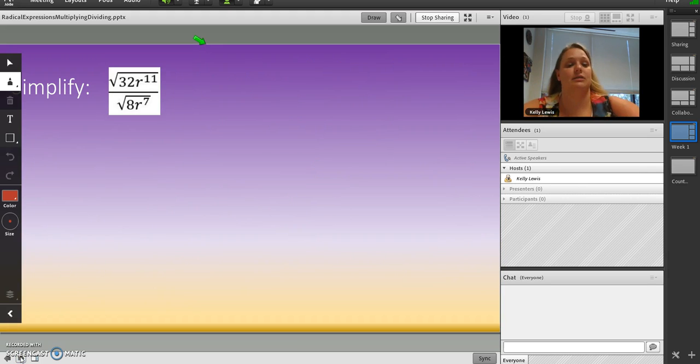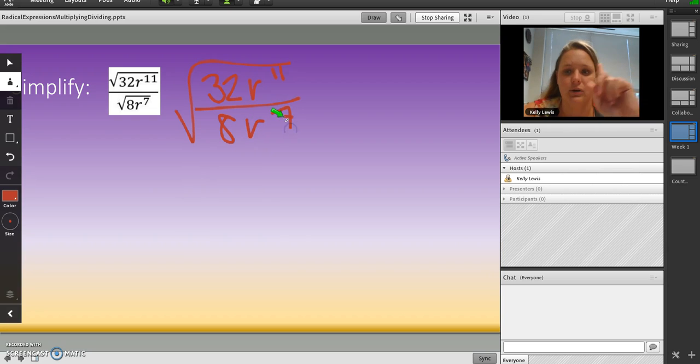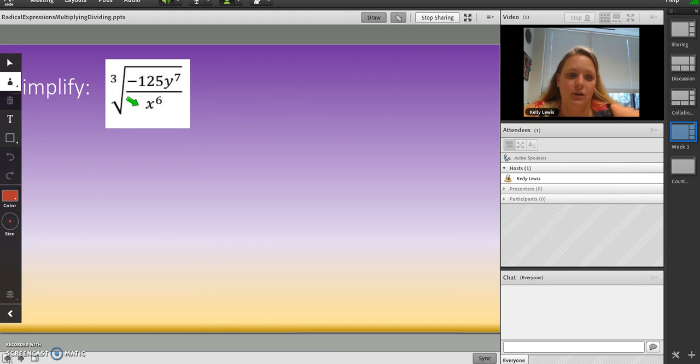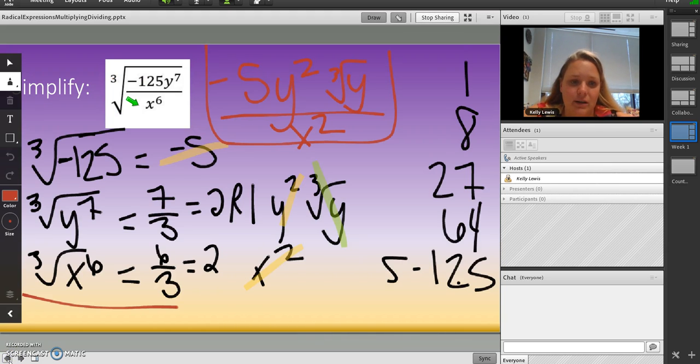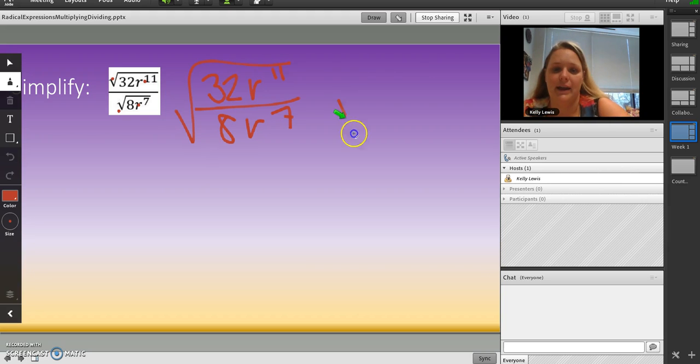All right, let's do this guy. So first, let me write it as one big thing: 32r to the 11 over 8r to the 7. Here's why I wrote it as one big thing: it's both square roots and they both have the same letter. Over here, it was already written as one big thing, but these were different letters, so I couldn't simplify that. But I can right here, because 32 divided by 8 is 4, and 11 minus 7 is also 4. So I just have to simplify that.